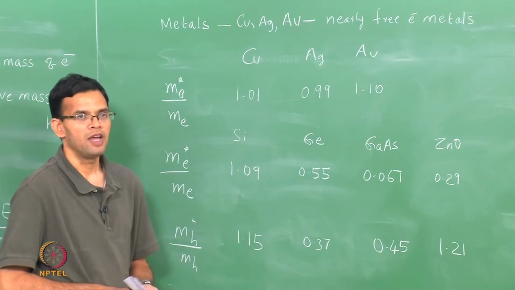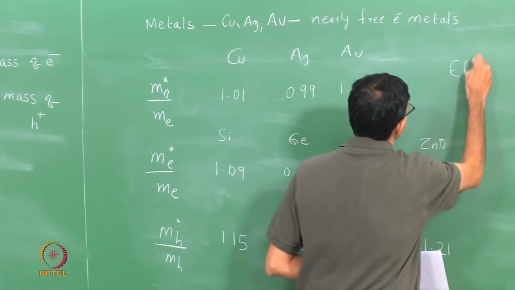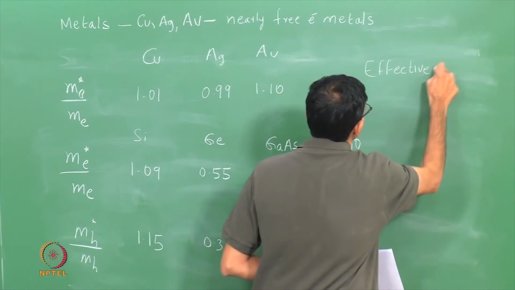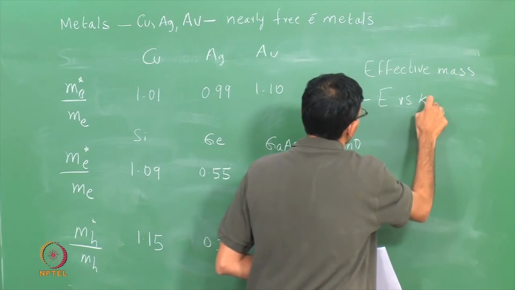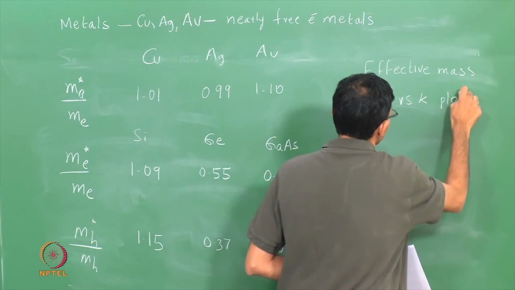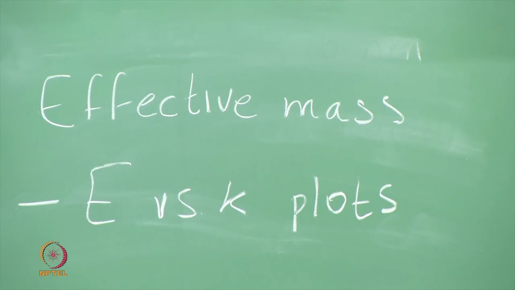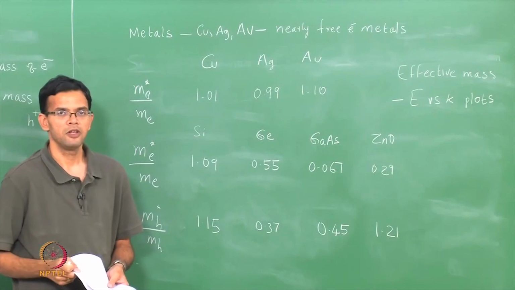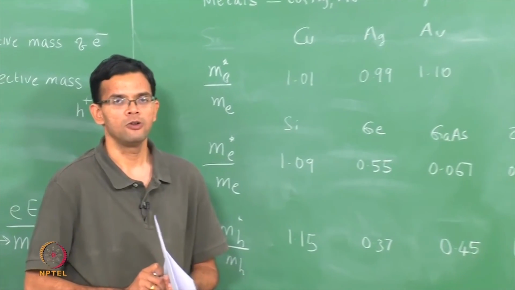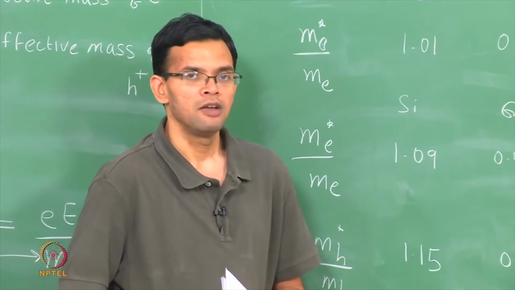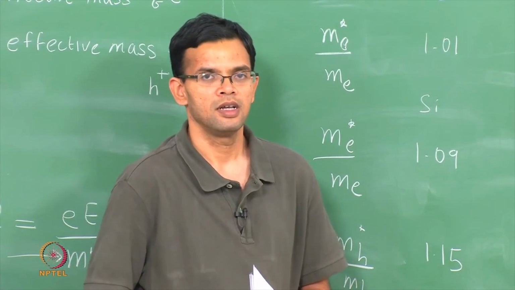So, these values of the effective mass depend upon the band structure. So, the effective mass depends upon the E versus K plots that we saw earlier. So, in the next class we will look at a couple of concepts, one of which is called the density of states. Then we will also look at a concept called the Fermi energy. We will use these to calculate the electron hole concentrations in semiconductors and then proceed from there.